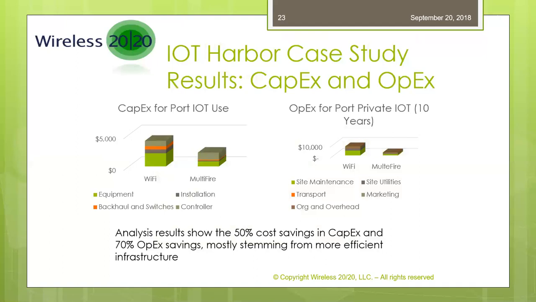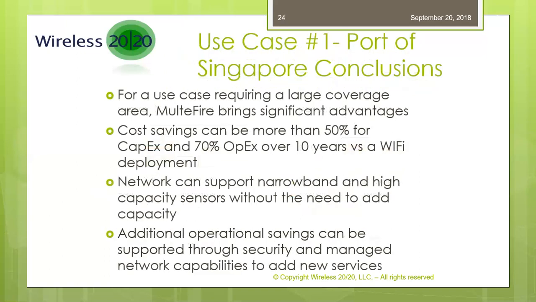Looking at the security aspects that the MulteFire network brings, from a cost standpoint there are certainly savings there, but even those savings probably aren't captured here, because they are a little less tangible. So, all very interesting. This is a very large IoT deployment. Other large industrial IoT networks would probably be fairly similar. But for a use case requiring a large coverage area, MulteFire brings significant advantages.